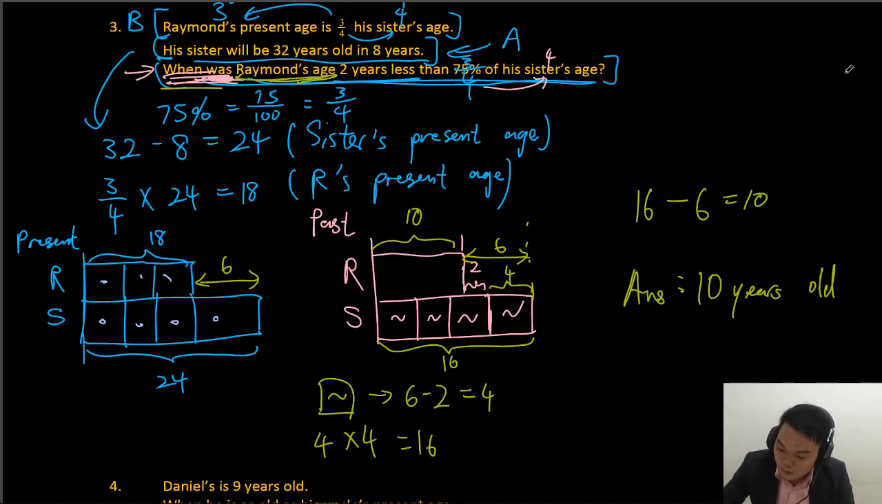Yes. When was Raymond's age? This amount. Yes, it's 10. So this is how we can break it down with either models or tabulation. In certain cases, you'll find that models is actually easier to break down the problem.